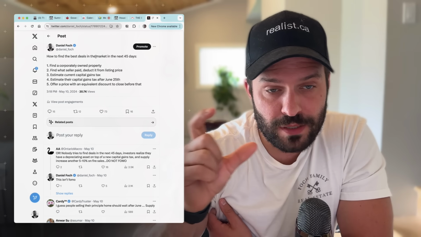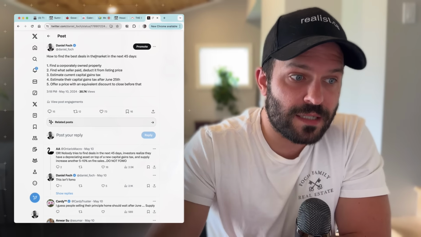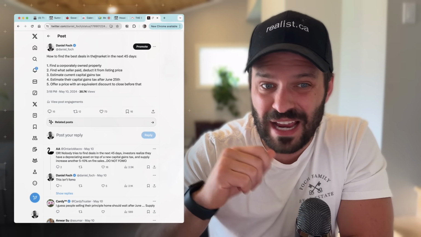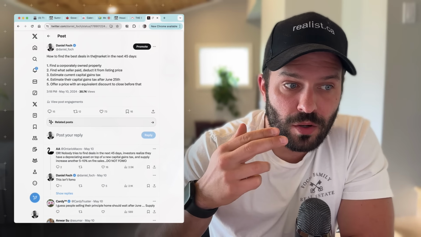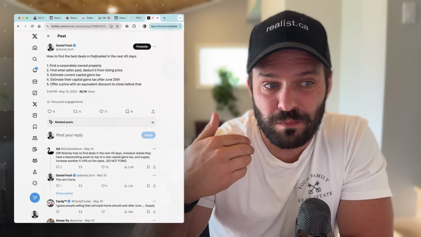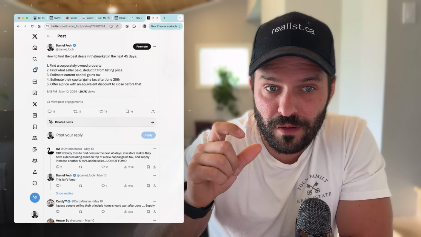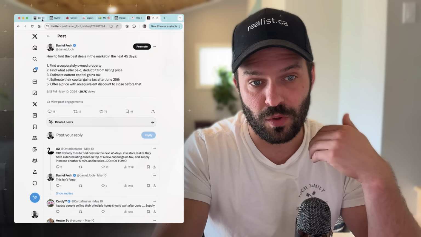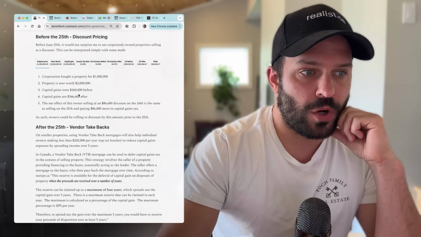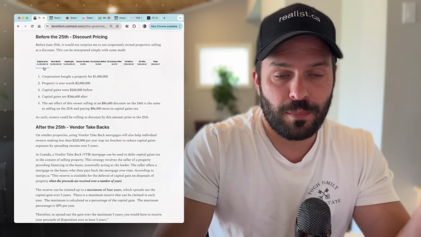So figure out, based on that, what you would estimate their capital gains tax to be, and then estimate their capital gains tax after June 25th and offer them a price with an equivalent discount to close before the 25th. They would either be giving the same amount of money to the government as they would be giving to you as a discount. So in an example I put in here, the person paid $1 million.